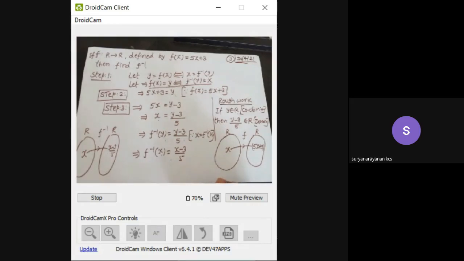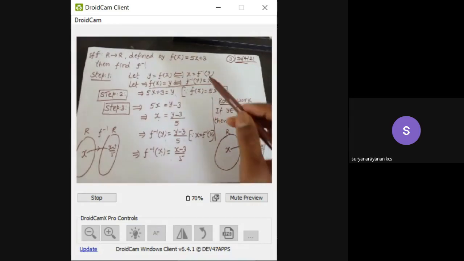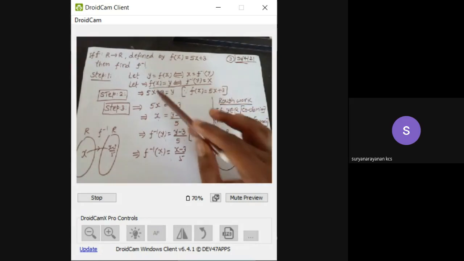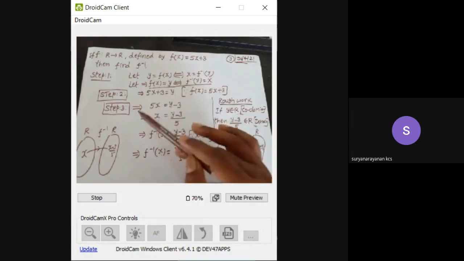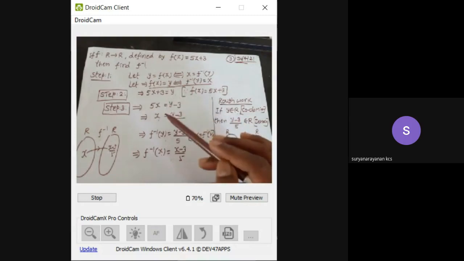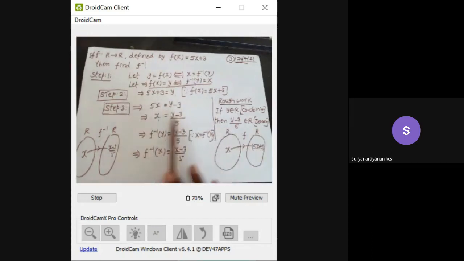If you recollect, we followed these same steps in verifying whether the given function is an onto function or not. If you remember the steps to check whether the given function is onto or not, we are following the same steps again here.